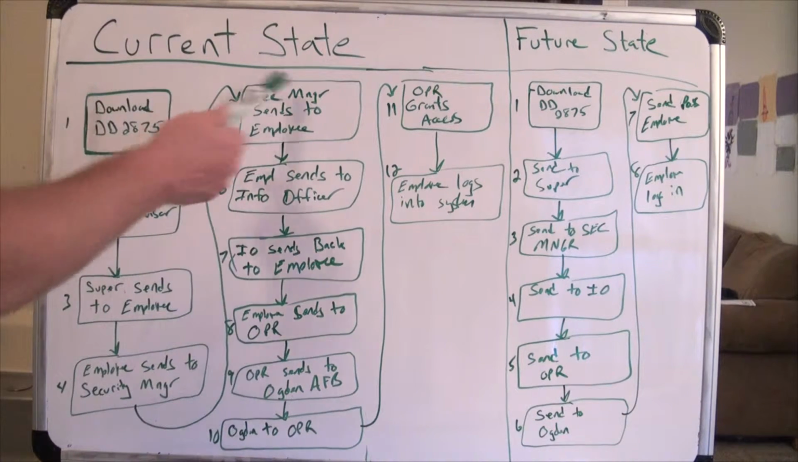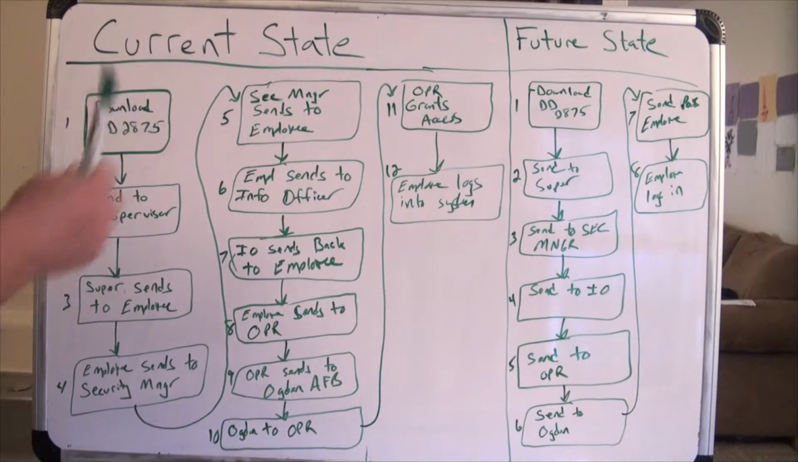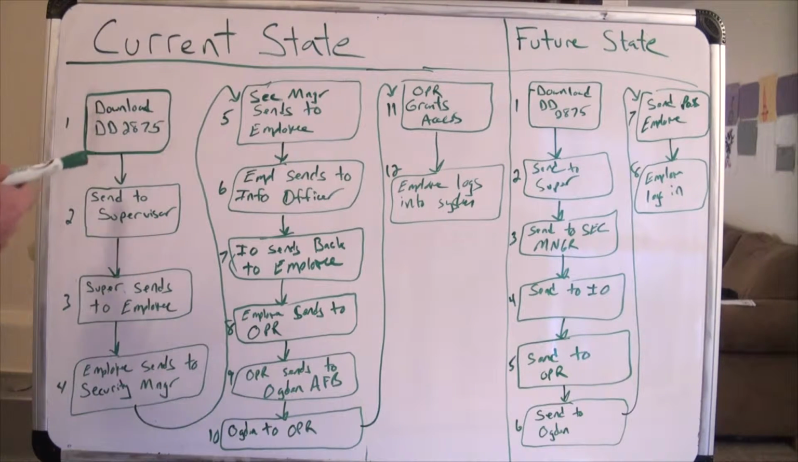First, I'm going to show you the current state, and then we'll get into the future state and how we can get there. First thing you see is we have to download the form from the internet, DD 2875. You download it, you fill it out, you save it on your hard drive. You send that to your supervisor next.